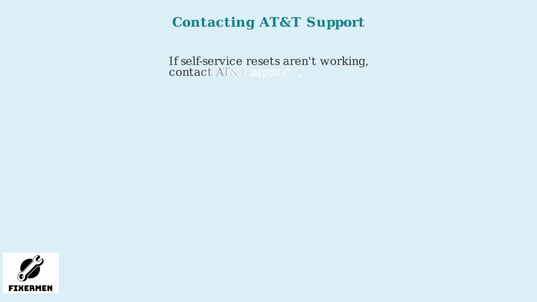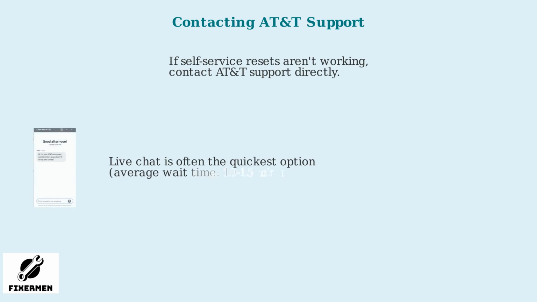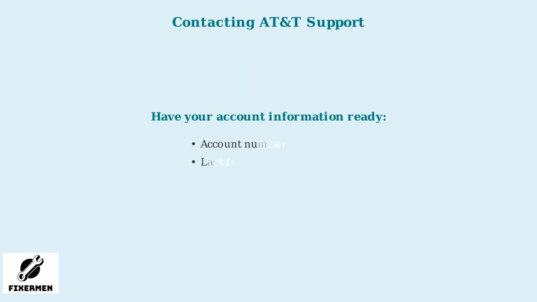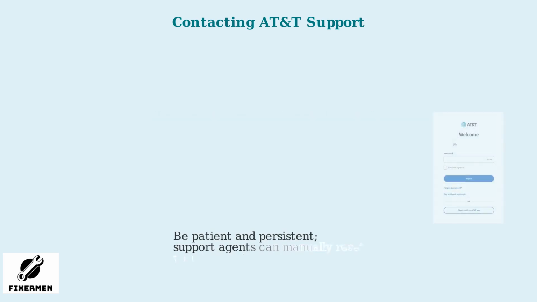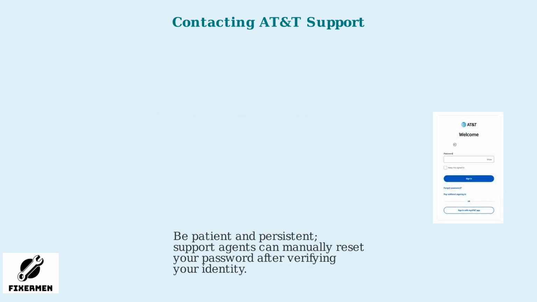If self-service resets aren't working, contact AT&T support directly. Live chat is often the quickest option with an average wait time of 10 to 15 minutes. Have your account information ready, including your account number, last 4 digits of your SSN, and any security questions. Be patient and persistent. Support agents can manually reset your password after verifying your identity.